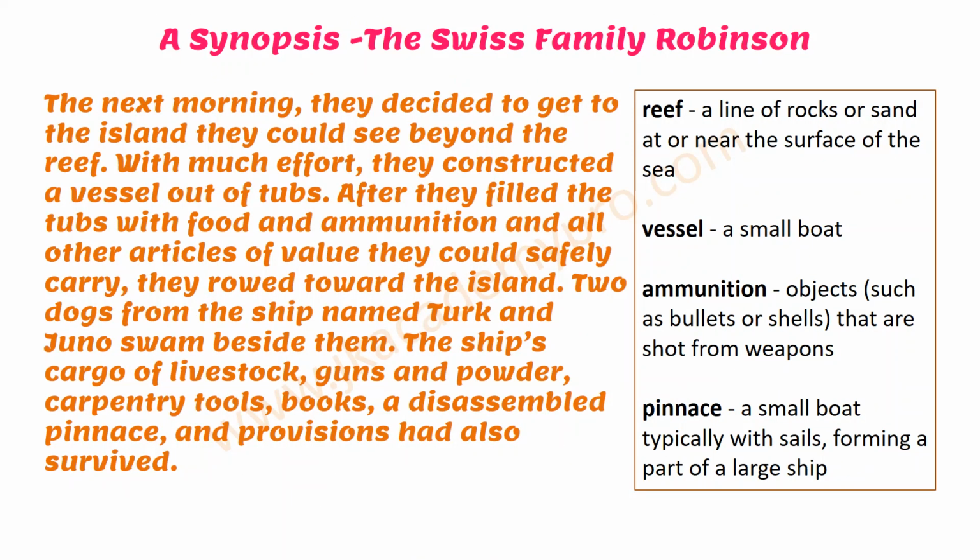The next morning, they decided to get to the island they could see beyond the reef. So they waited the whole night, and in the next morning, they said, "Now we'll have to get out to that island." The ship can't come right to the edge of the land. It was a little far away, so they could see an island from where they were. They said that they had to get down to the island, beyond a reef. Now, a reef is a line of rocks or sand near the surface of the sea. Sometimes we see lots of rocks near the sea.